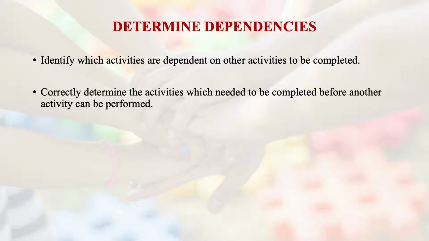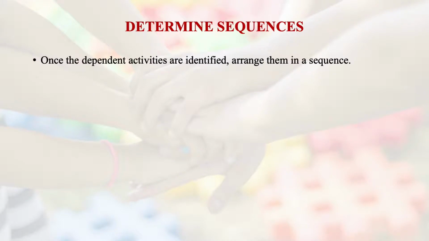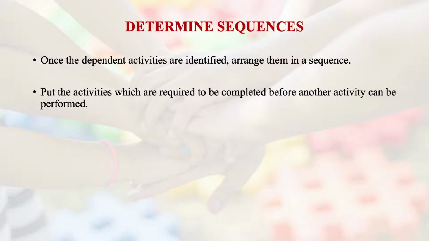Correctly determining the activities which need to be completed before another activity can be performed is essential, because that hallmarks the success of a particular project. On the basis of this, you do the determination of sequences. Once the dependent activities are identified, we arrange them in a particular sequence, putting first the activities which are required to be completed before another activity can be performed.